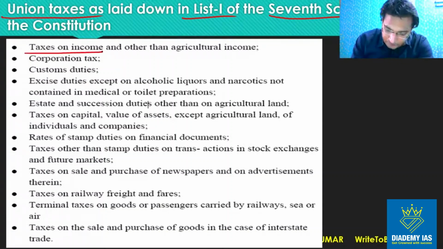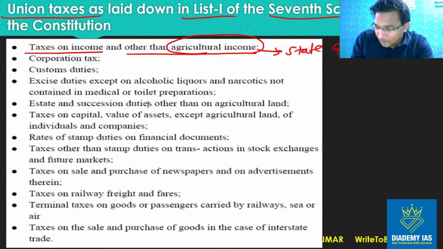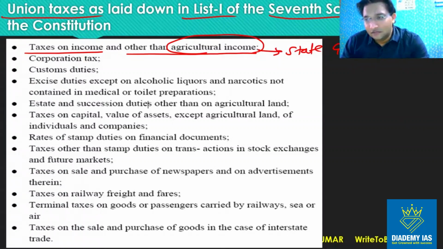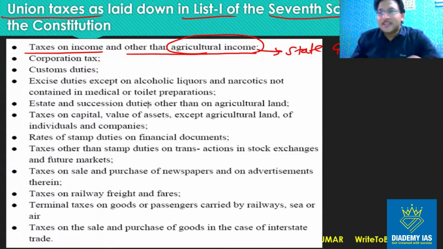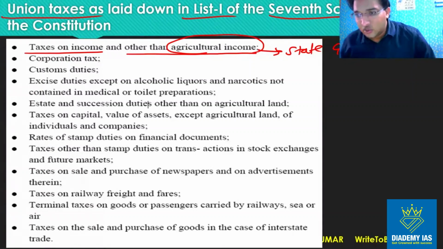Taxes on income other than agricultural income, right? Agricultural income tax is levied by the state government. It is under the power of the state government, but tax on income other than agricultural income can be levied by the central government only, right? So all these taxes can be levied only and only by the central government. State government cannot levy any tax in these areas. Central government has the sole authority to levy the taxes, right?